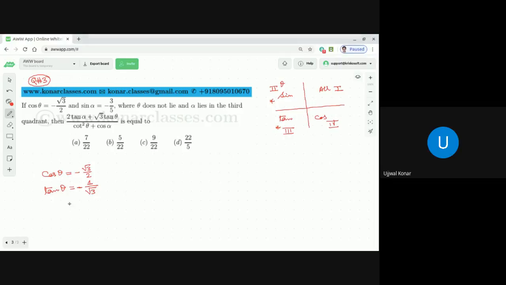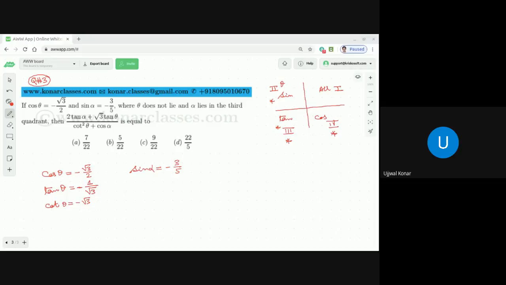And definitely cot theta should be equal to what? It will be equal to minus root 3. So we found the value of tan theta and cot theta. Now the next thing left is that we need to find the value of tan alpha and cos alpha. So what is sin alpha? Sin alpha is equal to minus 3 by 5. As sin alpha is equal to minus 3 by 5, we can say that alpha is either in the third quadrant or in the fourth quadrant, because these are the two quadrants where sin is negative.